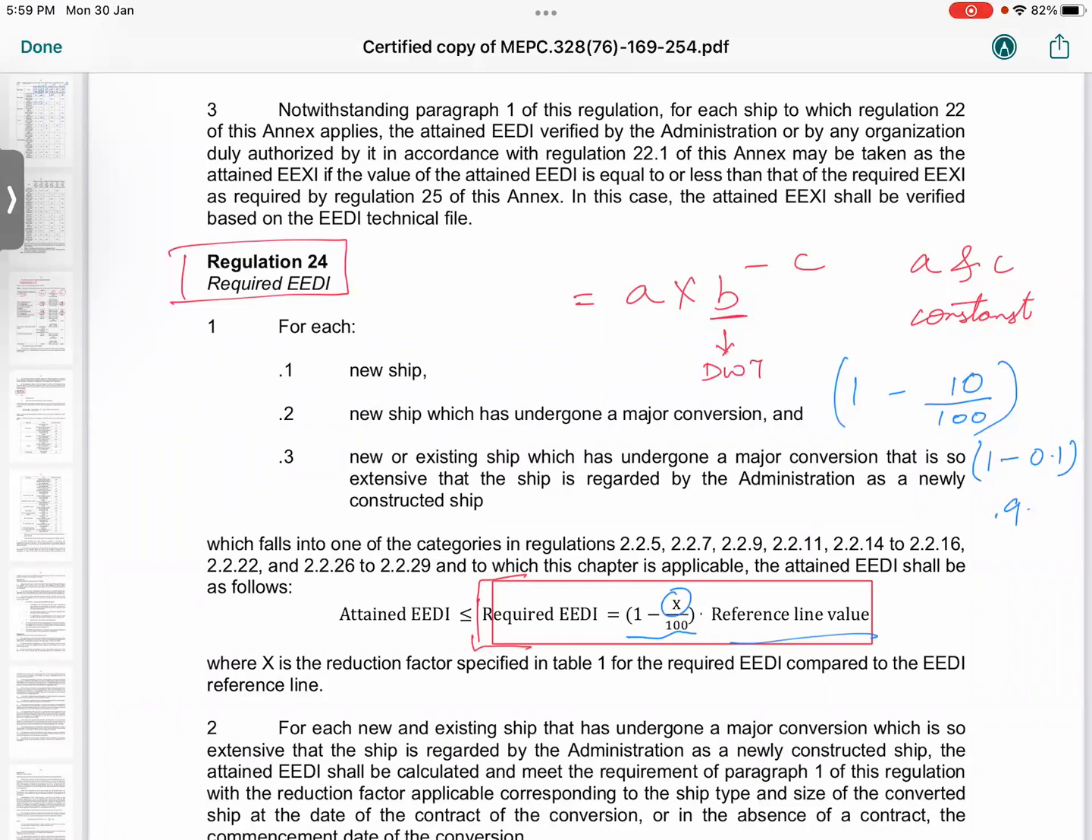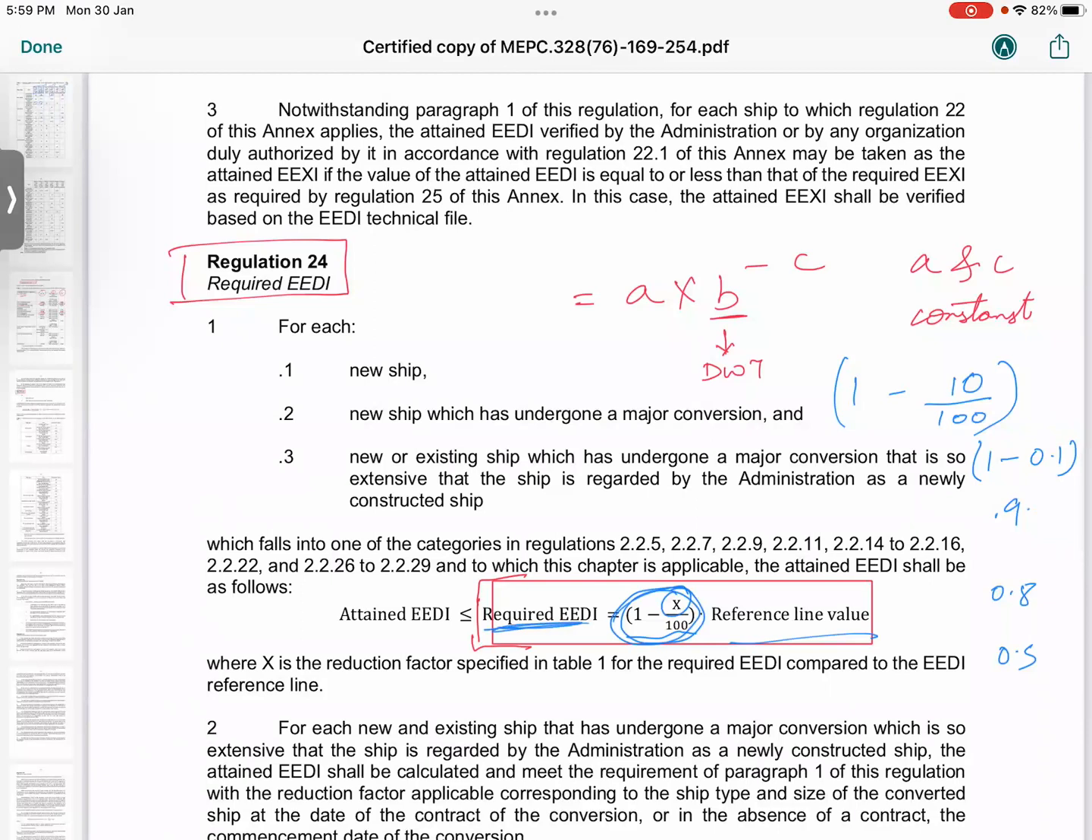Let's say 20%, answer will be 0.8 into reference value. Then if we say 0.5, then it will be 0.5 into reference value. This is just a percentage reduction which you are doing, right? Just formula डाला percentage का और कुछ नहीं है. Okay, this is just a formula. So that is how we will calculate the required EDI.